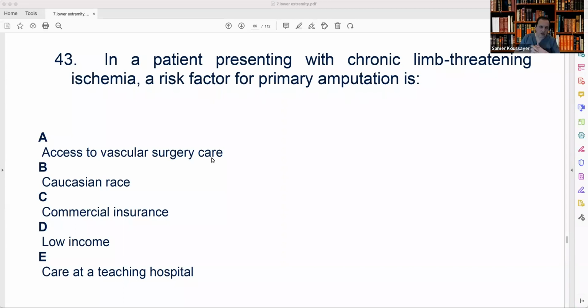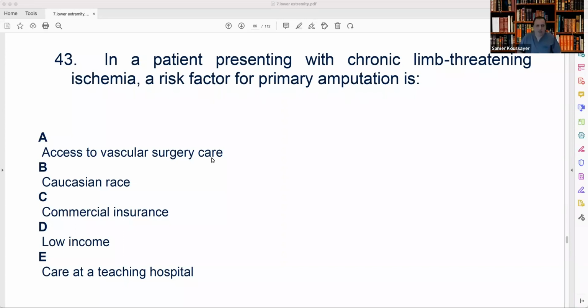Commercial insurance: for some reason, if you have good insurance, most likely people will be more willing to spend time and do a bypass to salvage the leg than a patient who has no insurance, self-paid. So if you have commercial insurance, there is a very high chance you may end up salvaging the leg.